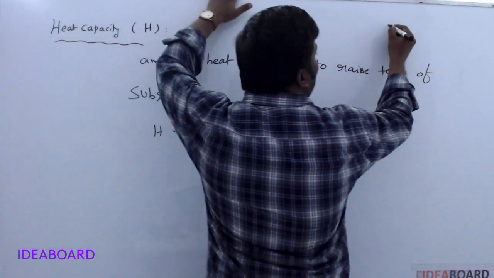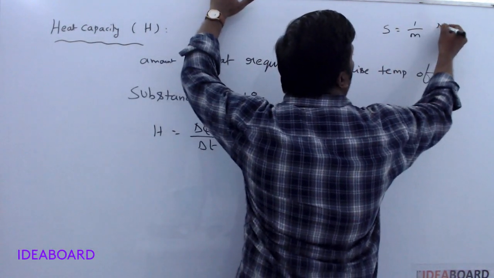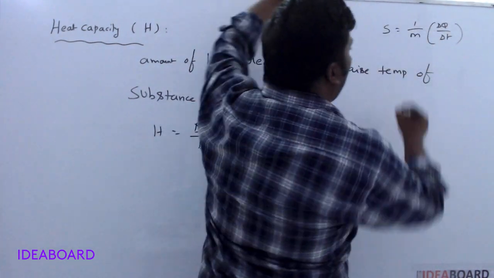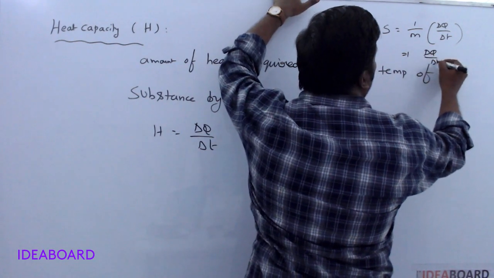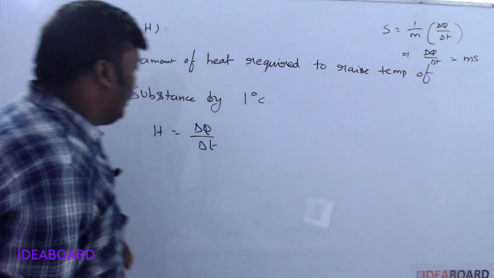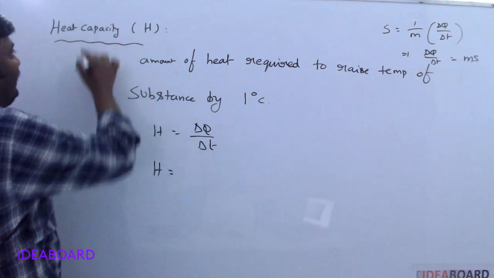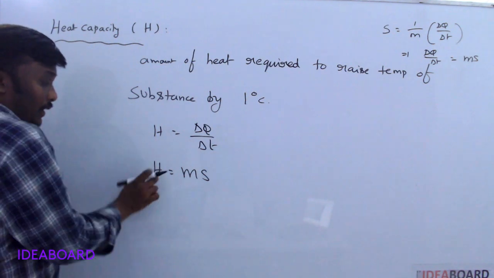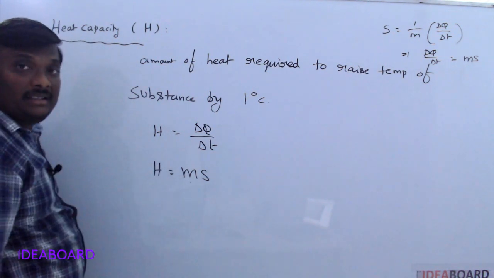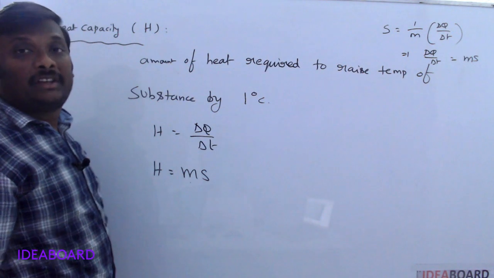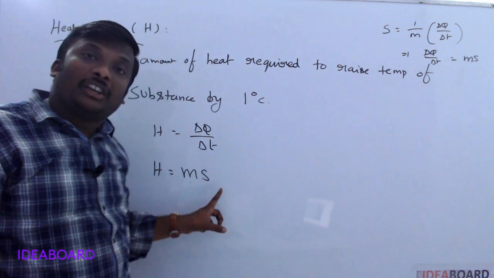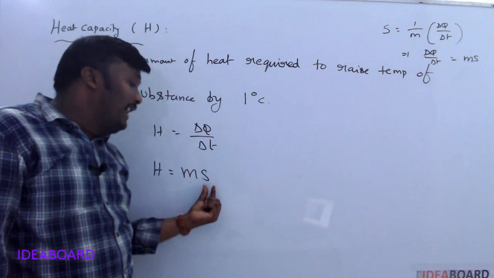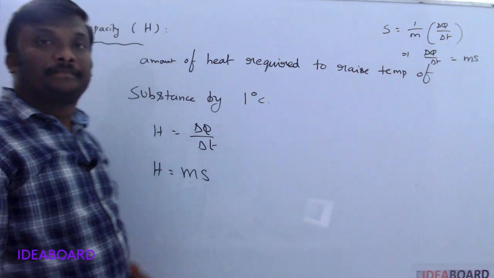Now we already have the formula for S. S is equal to 1 by M into delta Q by delta T. So instead of delta Q by delta T, can you write M S? So what is the formula for the heat capacity? M into S. Okay, so heat capacity depends on mass and also on the specific heat. Specific heat depends on the nature of the material. So H depends on the mass of the material and the nature of the material.